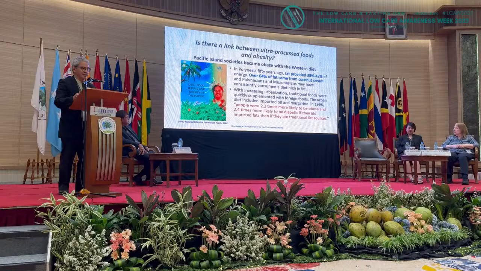However, with increasing urbanization, traditional foods were quickly supplemented with foreign foods. The urban diet included imported oil, and that's probably corn oil and soybean oil, and margarine. In 1998, people were 2.2 times more likely to be obese and 2.4 times more likely to be diabetic if they ate imported fats than if they ate traditional foods. So this is really the beginnings of ultra-processed food. At this time, people weren't talking about ultra-processed foods yet, but clearly the effects of ultra-processed foods were already being seen in the Pacific Island population.